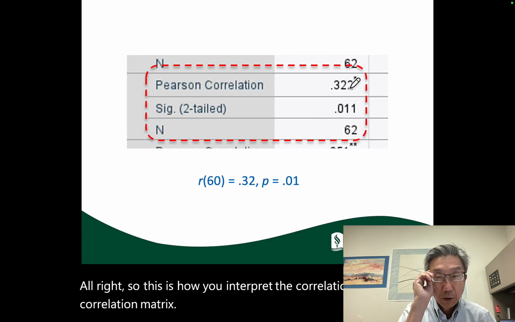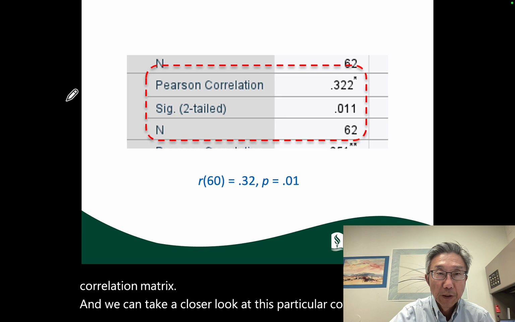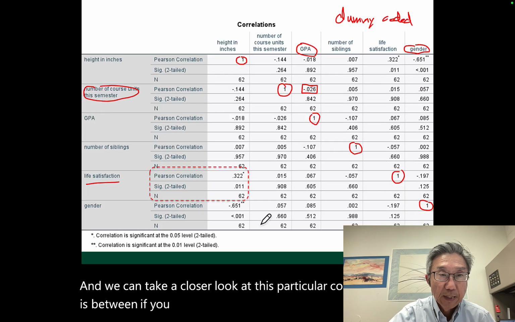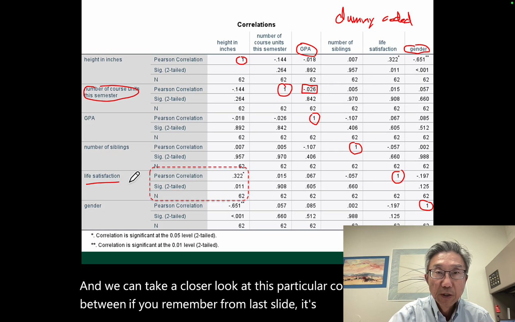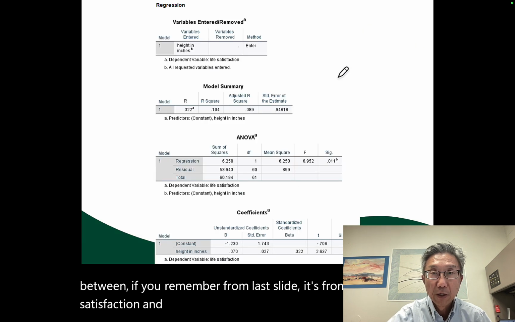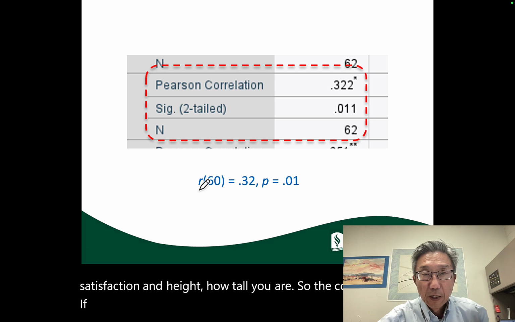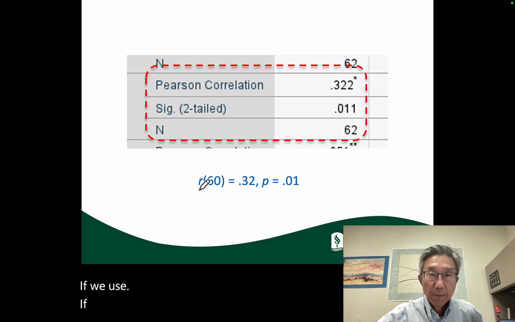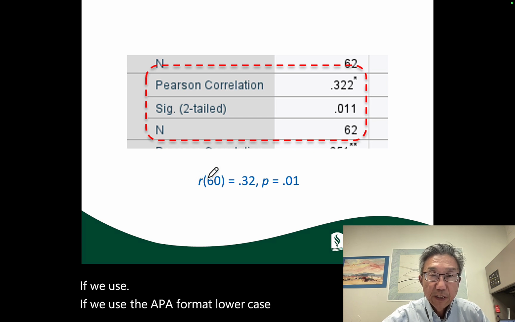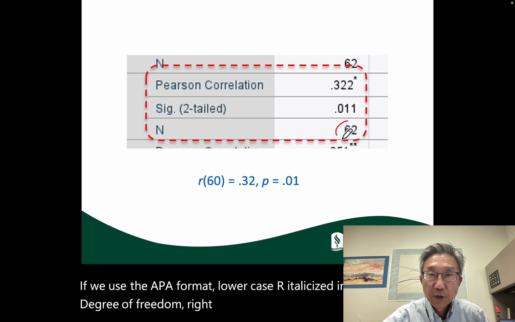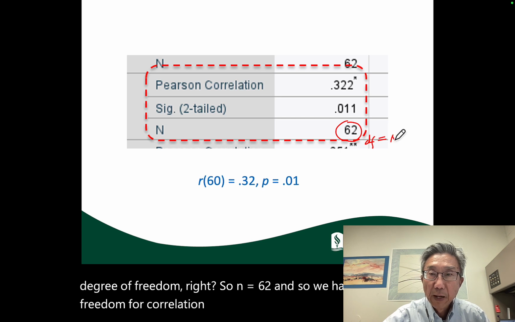And we can take a closer look at this particular correlation, which, if you remember from the last slides, is between satisfaction and height, how tall you are. So the correlation equals, if we use the APA format, lowercase r, italicized, in parentheses, degrees of freedom, right? So n equals 62, and so we have degrees of freedom for correlation equals n minus 2.